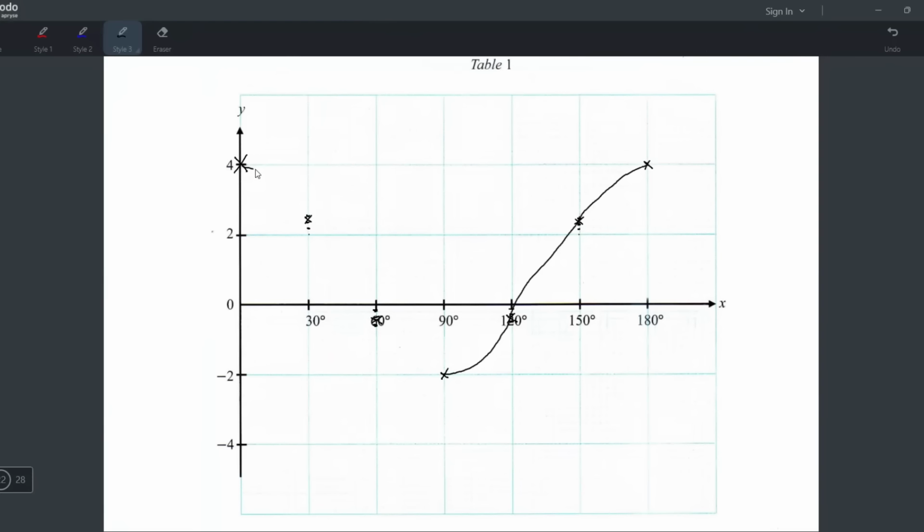Okay, this is good. And then something like that. Oh my God, my hand is shaking. I don't know why.